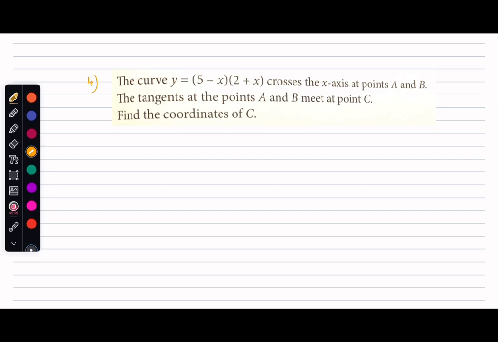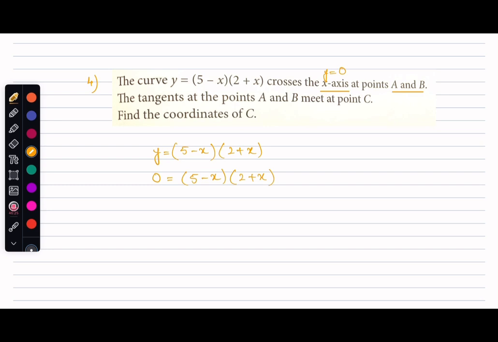It's crossing the x-axis at points A and B. So at the x-axis, obviously we know that y should be equal to 0. So let's start solving with respect to y equals 0. And there are 2 points here, A and B. So if the curve equation is given as (5 minus x)(2 plus x), then if it's crossing the x-axis, this y needs to be 0. And I should be having here (5 minus x)(2 plus x).